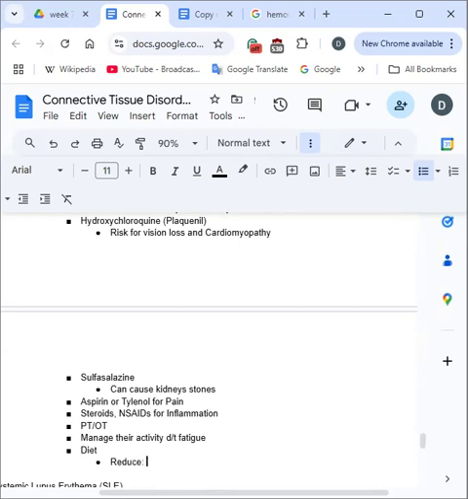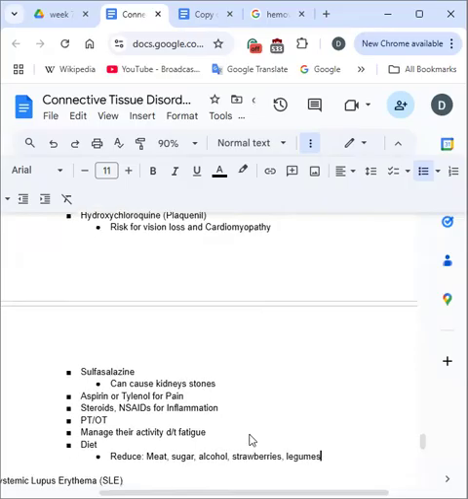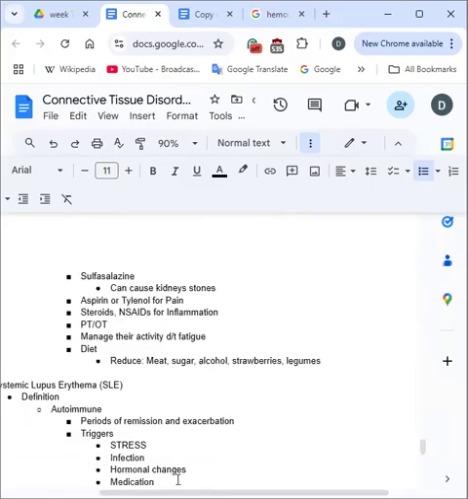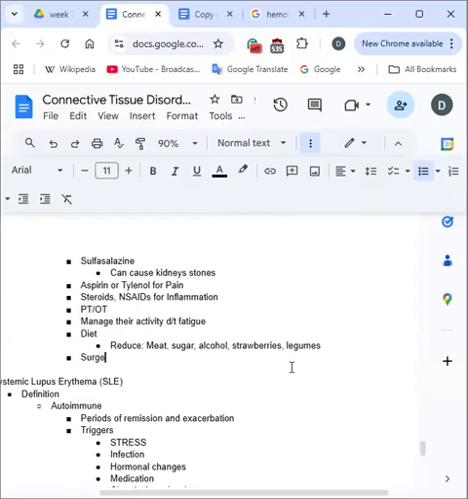You got to reduce all the good stuff: meat, sugar, alcohol. Can't have anything good. It's crazy. Apparently, strawberries and you can't even have lentils. They say get rid of all the good stuff. And here, I guess there's a list of things to eat more. Salmon. I like salmon. Green tea. I like green tea. Omega-3 fish oils.